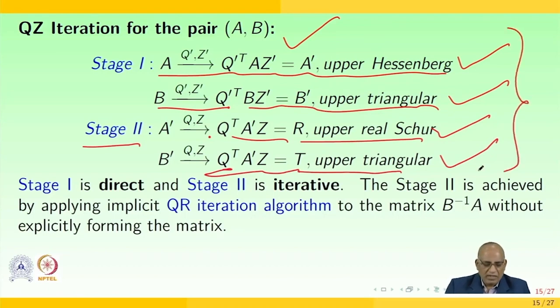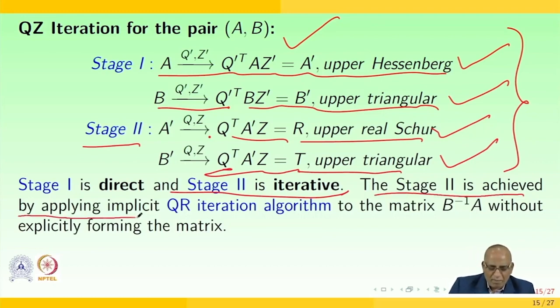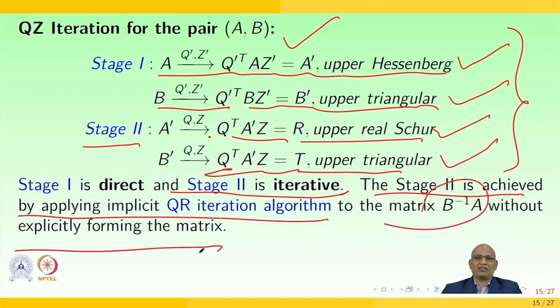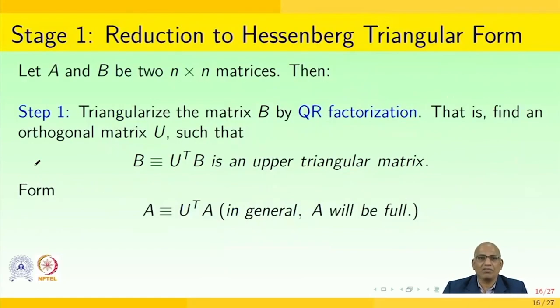So, stage 1 is direct and stage 2 is an iterative method. As you know very well, direct methods are very limited and iterative methods are very exhaustive, but difficult, as we see in numerical mathematics. Stage 2 is achieved by applying the implicit QR algorithm to the matrix B inverse A without explicitly forming the matrix. So, this is the specialty of this algorithm.